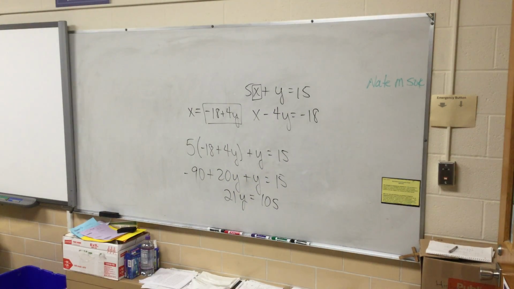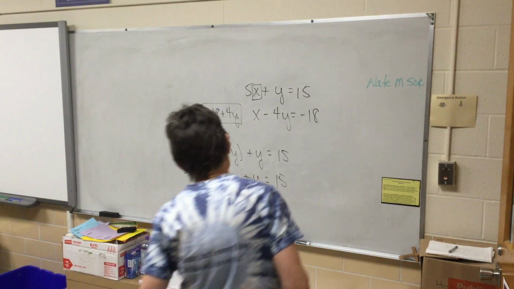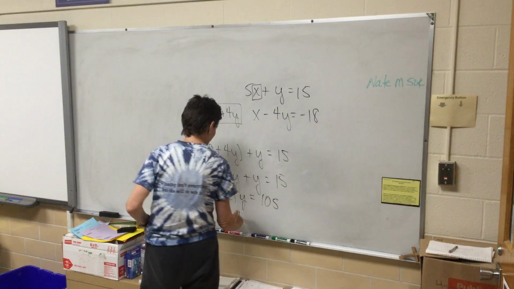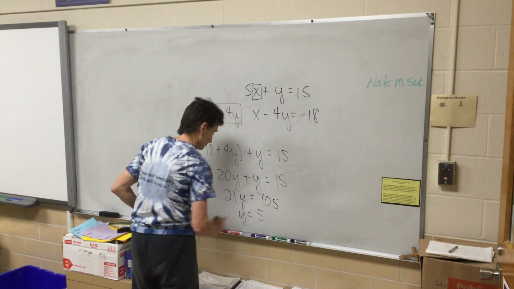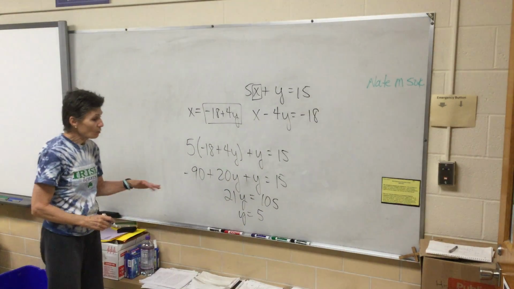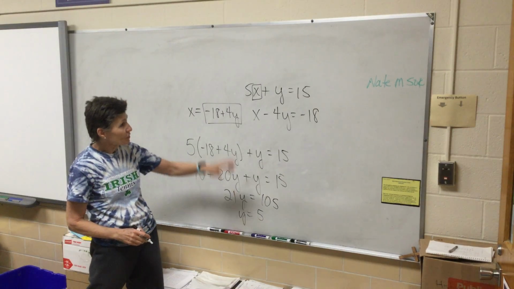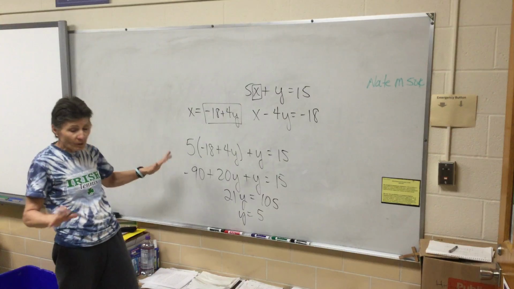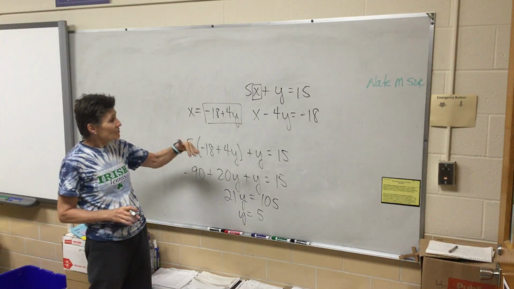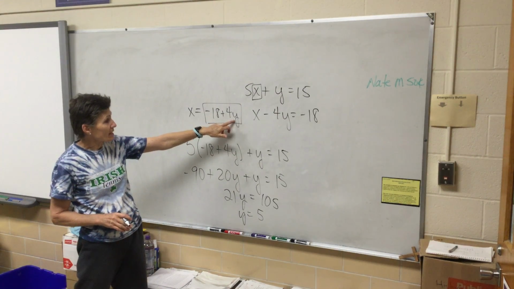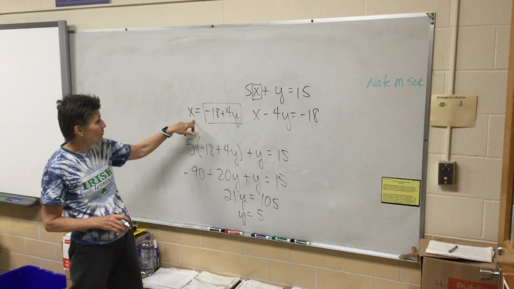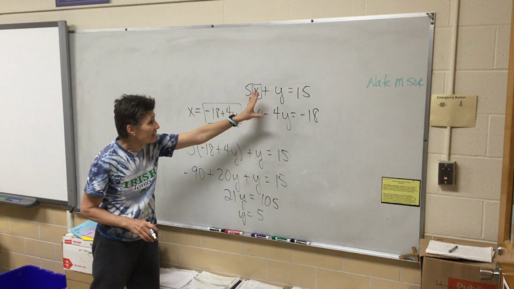Okay, 105, and then divided by 21. So what is that? I think that's 5. Yeah. So then I can go back, and again, just like before, that 5 is going to go in for the y. When I do substitution, I like to put it in right here because that's going to just tell me what x is. But you can put it in anywhere you want.